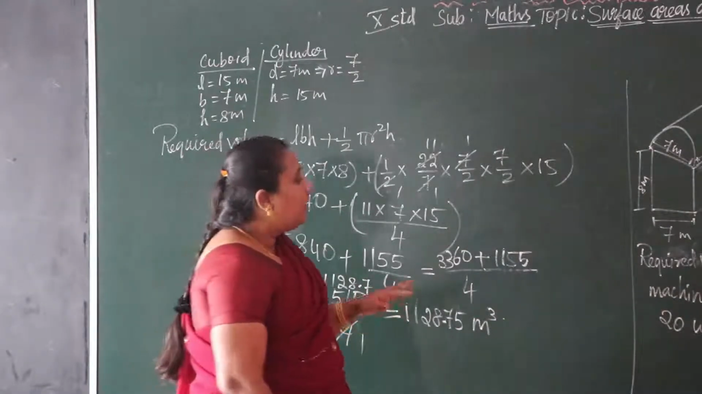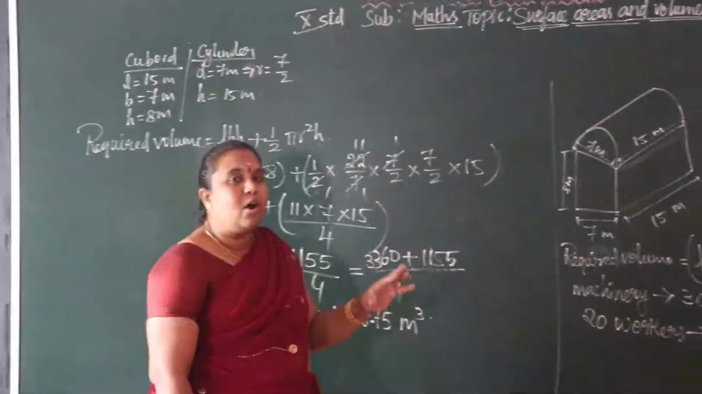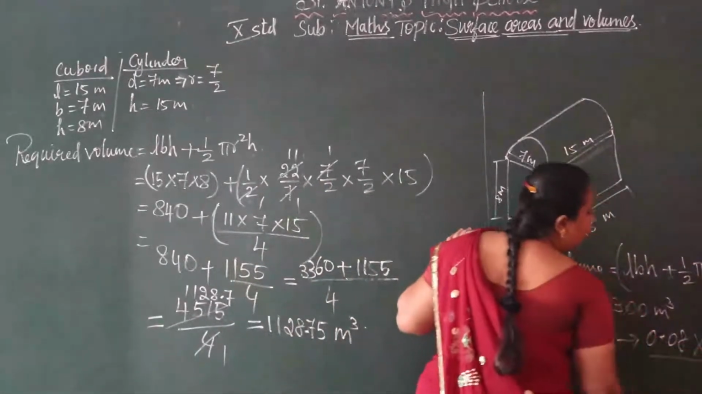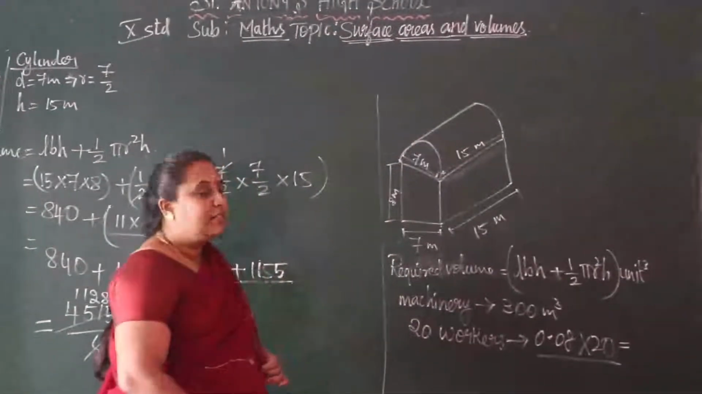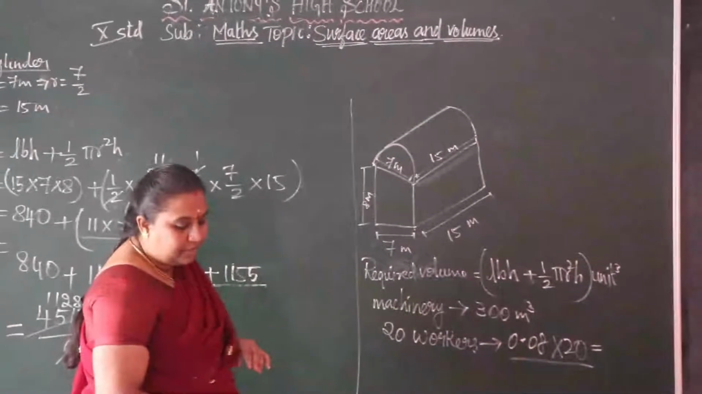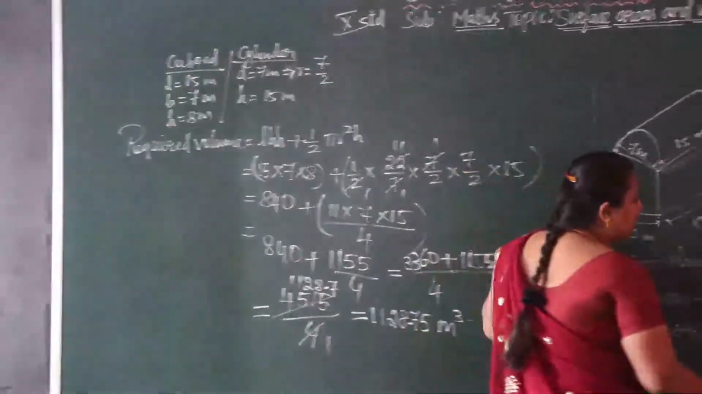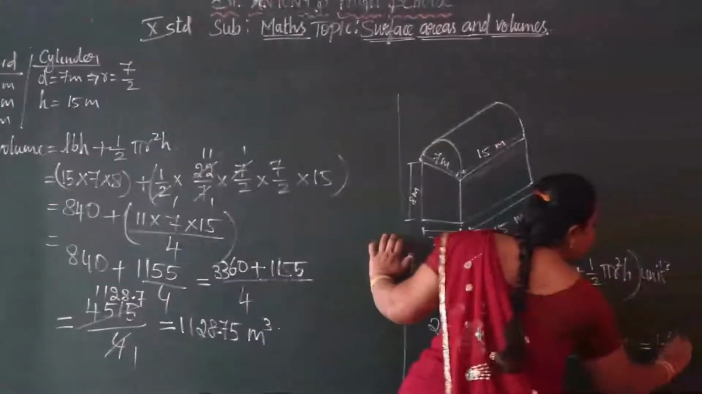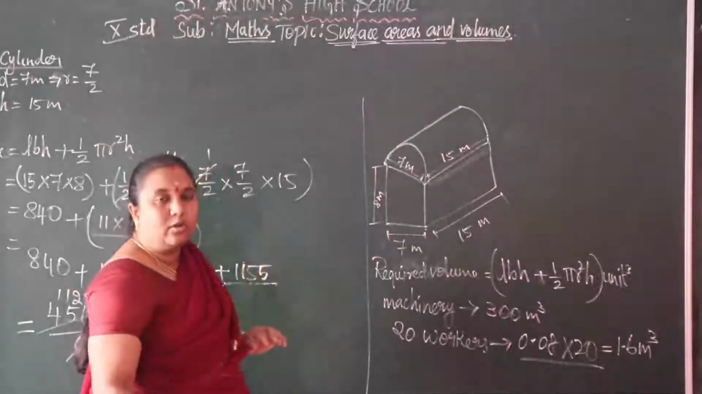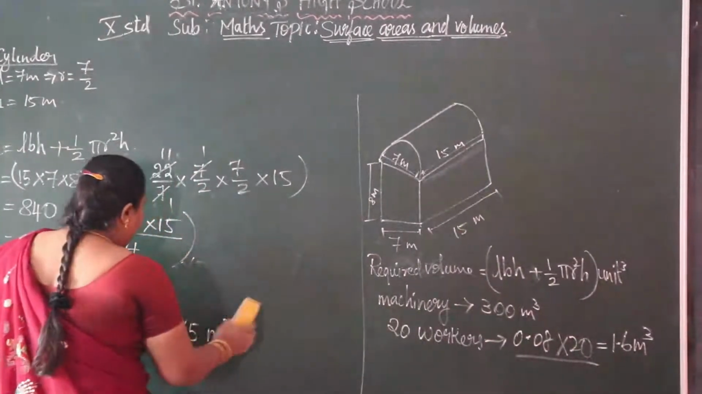So how much space is occupied by the workers? Let us find out that. So that is 0.08 into 20. We are getting 1.6 meter cube. Okay, so we want only the air that occupies that space.